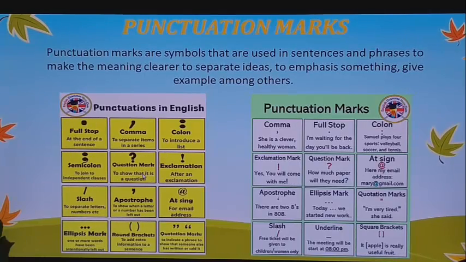Question mark, to show that it is a question. For example, how much paper will they need? We use the question mark at the end of the sentence.